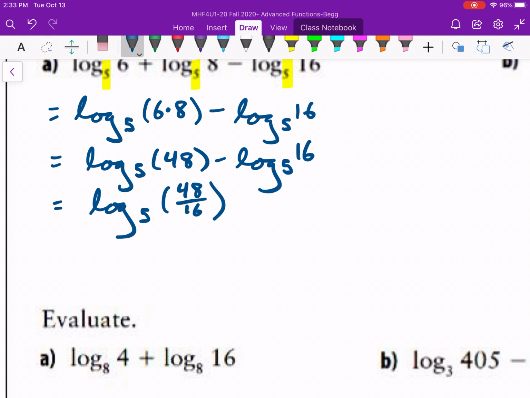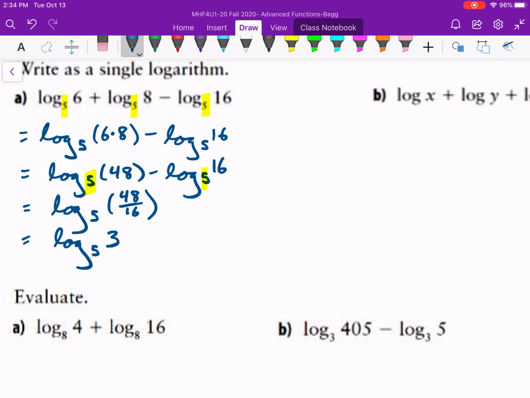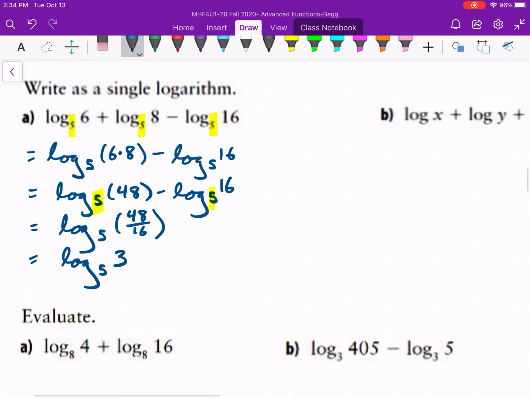So these laws work in both directions, and that's again because these guys have the same base here. So 48 divided by 16 becomes 3. So it's log base 5 of 3, which, if I wanted to go any further, is going to be a decimal answer. I could do that in my calculator using the change of base formula, but that wasn't what we were asked to do. We were just asked to write as a single logarithm in this case.